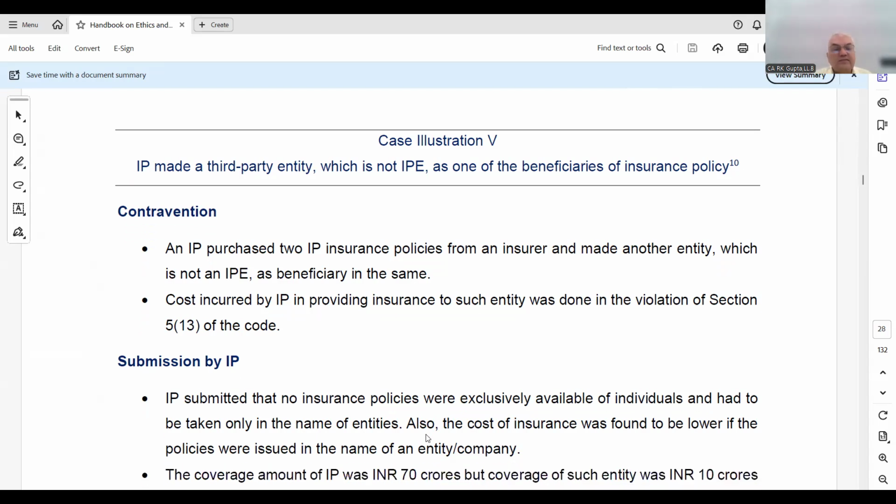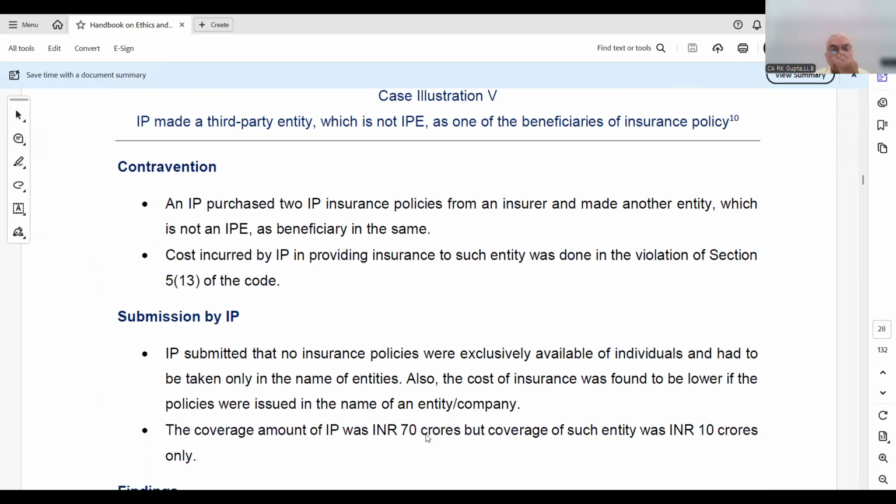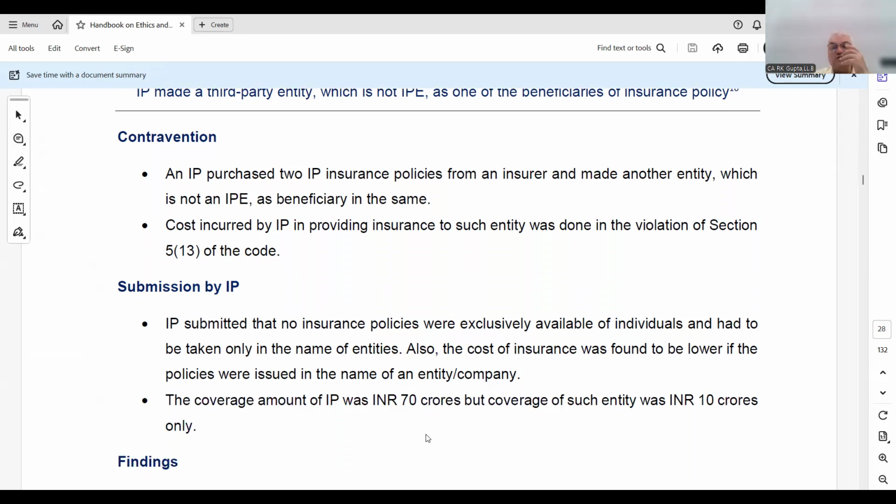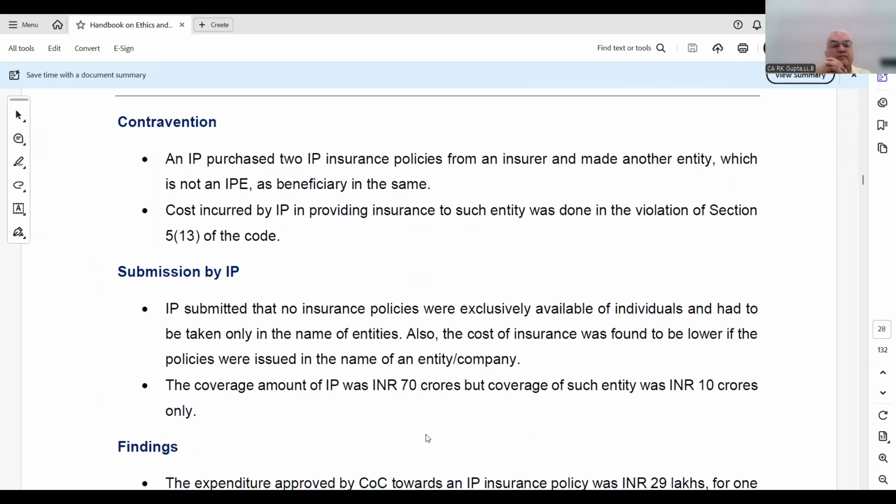So what was the submission by the IP in this regard? IP submitted that no insurance policies were exclusively available for individuals and had to be taken only in the name of entities. Also, the cost of insurance was found to be lower if the policies were issued in the name of an entity or company. The coverage amount of IP was INR 70 crores, but coverage of such entity was INR 10 crores only.